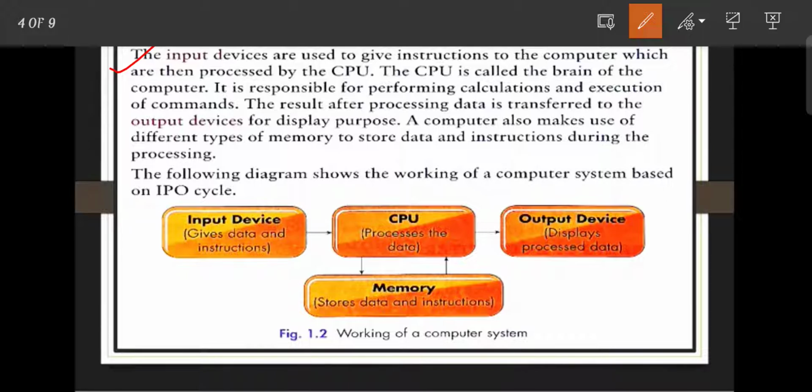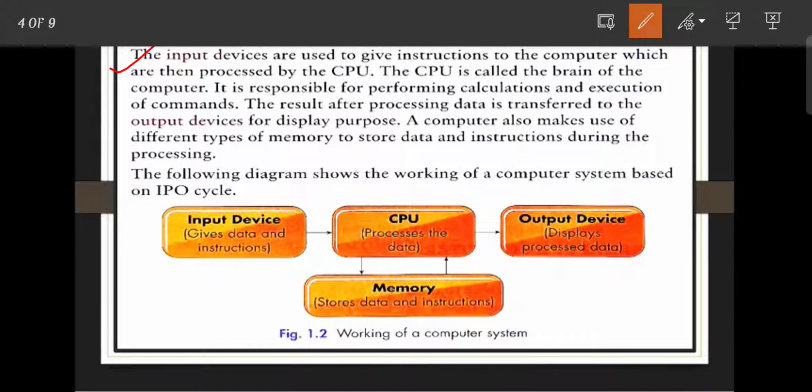And the CPU is the brain of the computer. It is responsible for performing calculation and execution of commands. The result after processing the data is transferred to the output devices for display purpose. That means the whole processing work is done by the CPU. CPU is the brain of the computer, and CPU performs calculation and execution of commands.